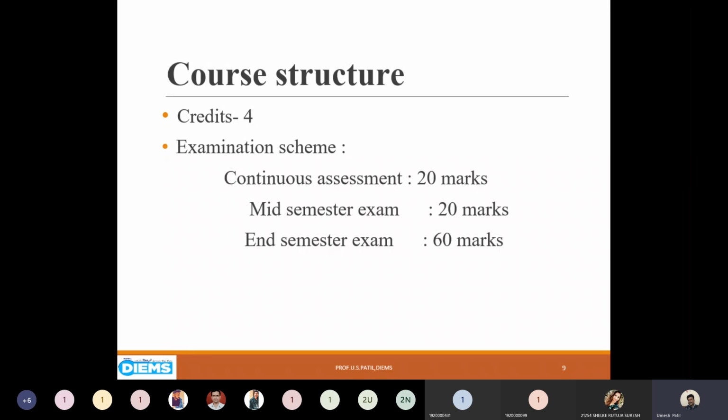For the course of thermodynamics, in internal continuous assessment 1, you have to face a quiz. That quiz will be online. There will be 20 questions and the time limit will be 15 minutes. In 15 minutes, you have to attempt the quiz, and according to your score, you will get marks in continuous assessment 1.